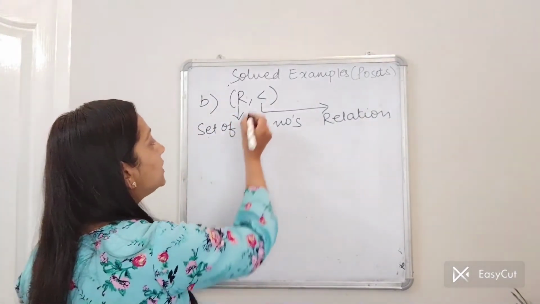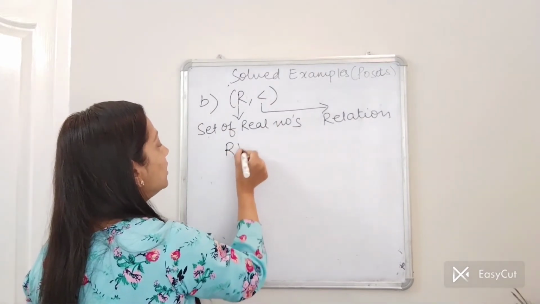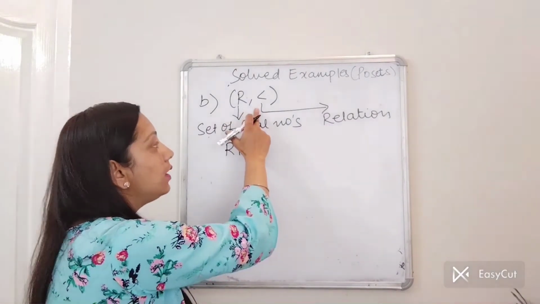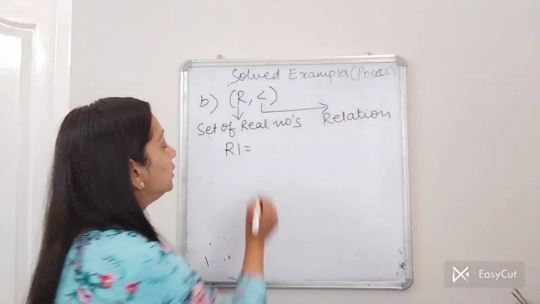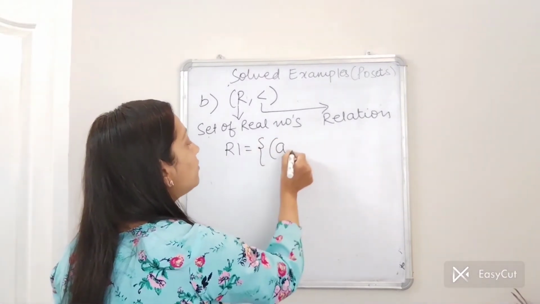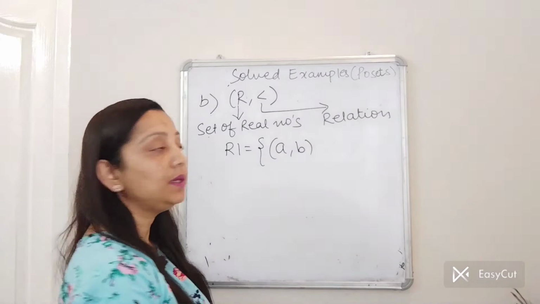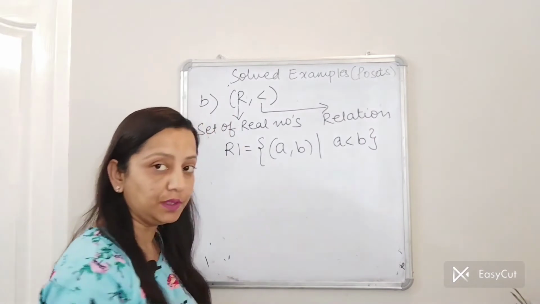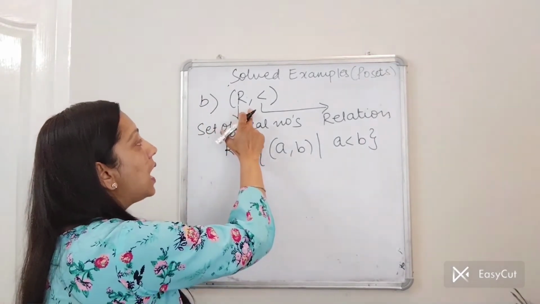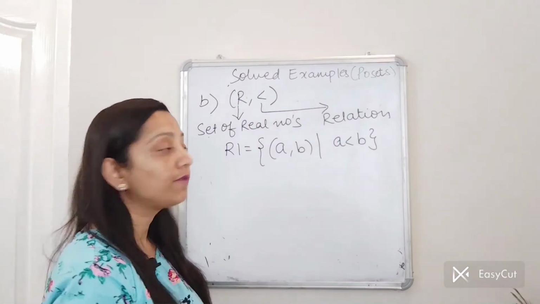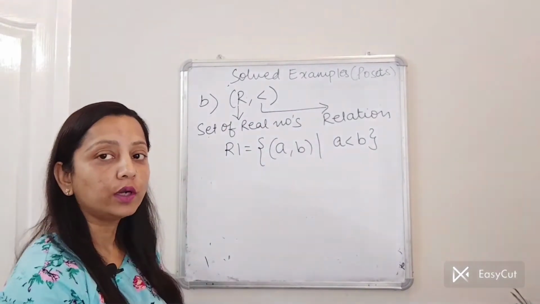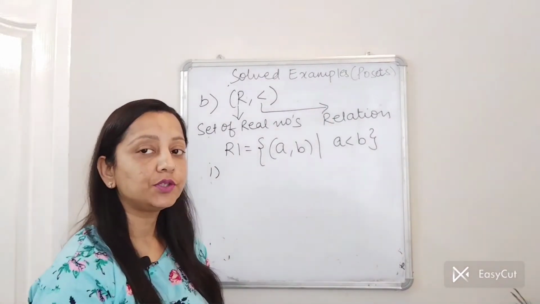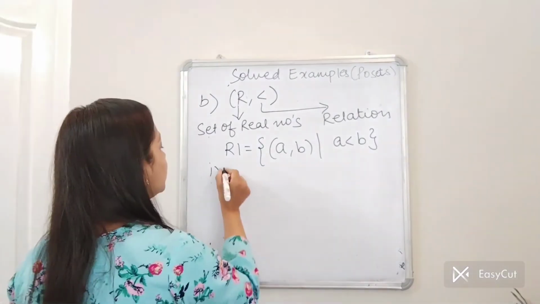Now let us give this relation the name R1. The criterion for the formation of this relation is the less than symbol. That means relation R1 consists of ordered pairs AB such that A is always less than B. In order to prove that R comma less than is a poset, I have to prove that R1 is a partial order. To be a partial order, it should be reflexive, antisymmetric and transitive. So let's see if it is reflexive.